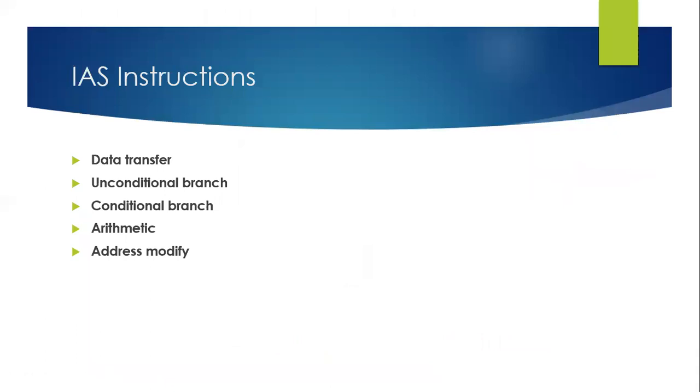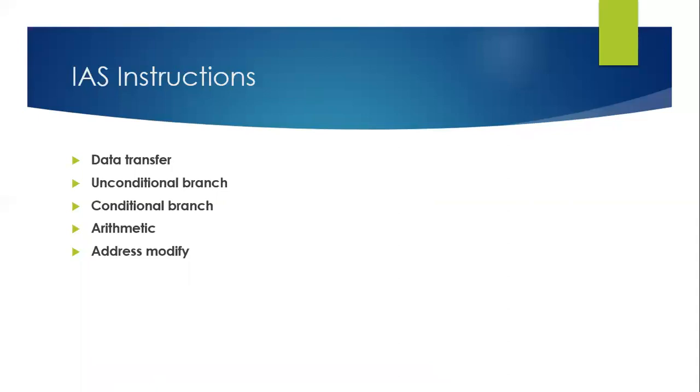Now let's see what kind of instructions are there. There are data transfer instructions. There is unconditional branch. There is conditional branch. Next is arithmetic instructions, and last one is address modify instructions. So first instruction is data transfer instructions. Data transfer instructions are like moving your data from one location to another location. That is your data transfer, or copying data from one location to another location.